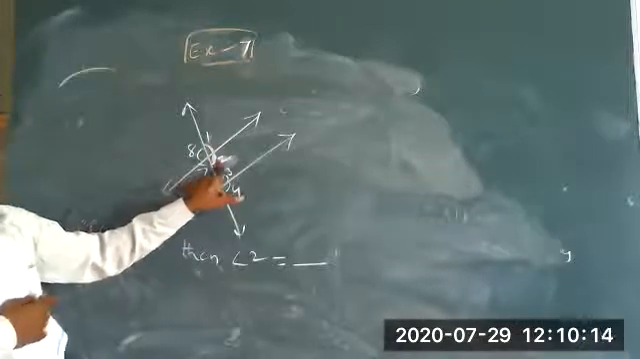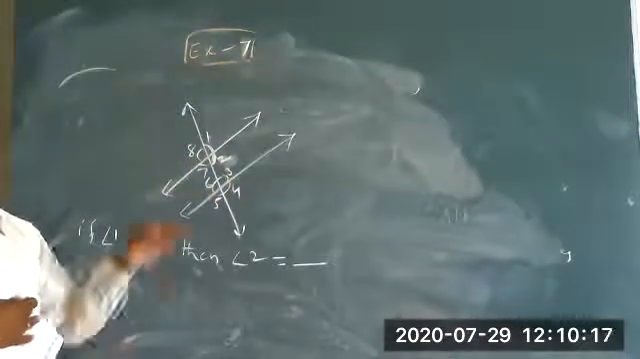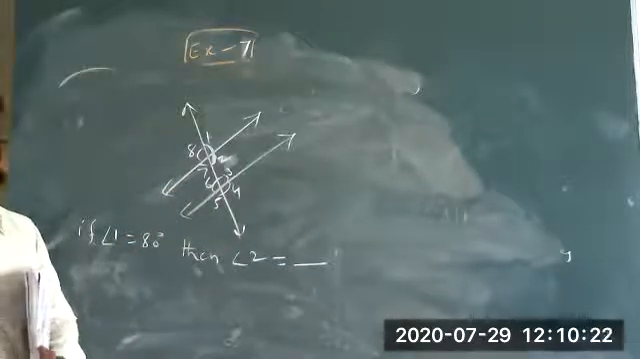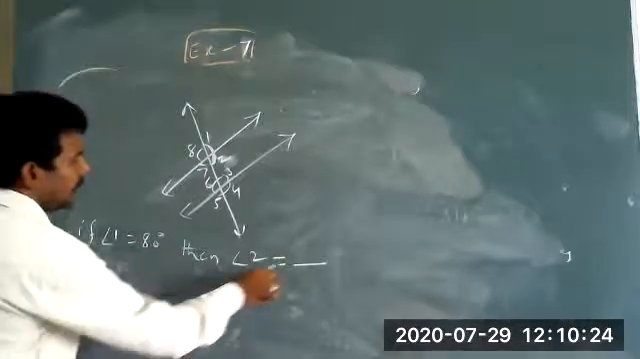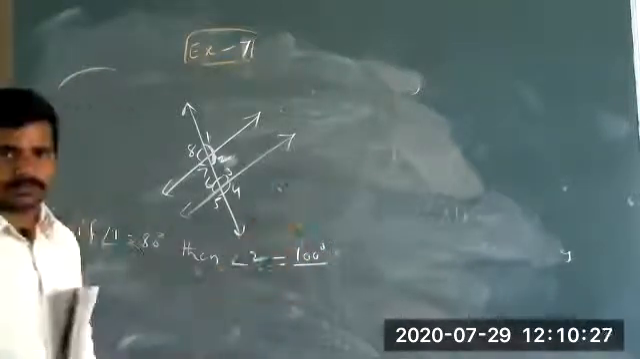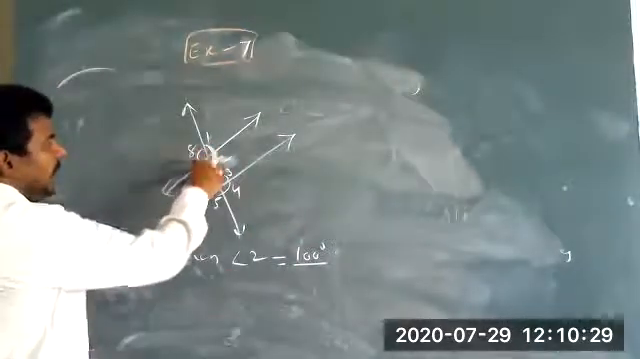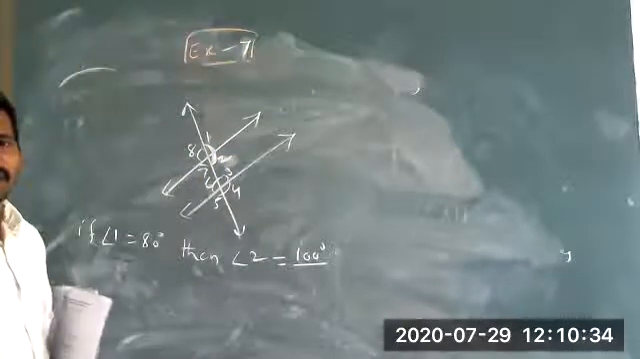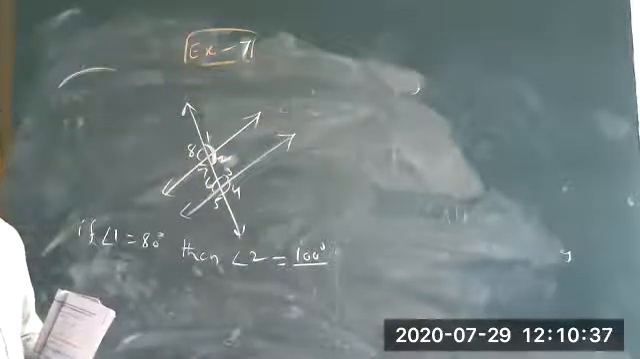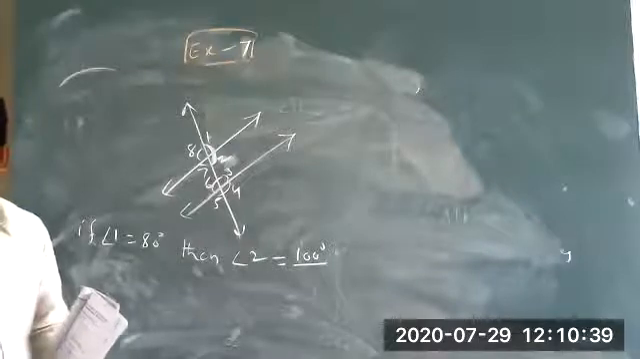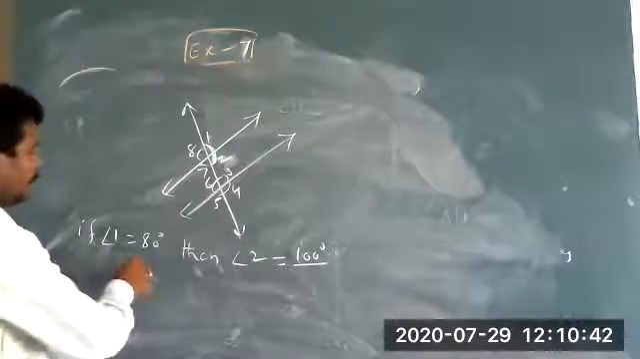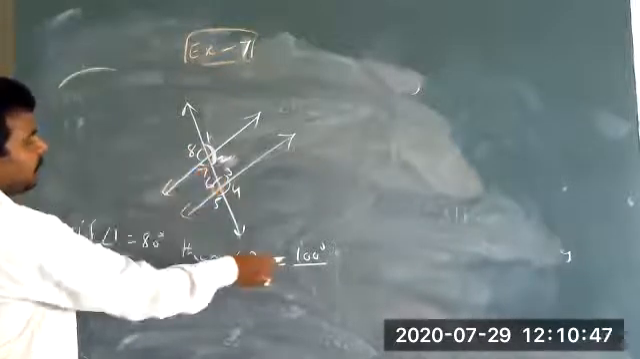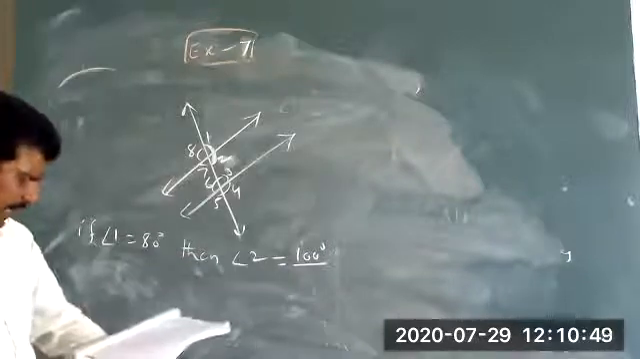So angle 1 is equal to 80 degrees. What about angle 2? Angle 2 is equal to 180 minus 80. 180 minus 80, how much, children? 100. Why? Because these two angles are a linear pair. The sum of two adjacent angles that is supplementary, a straight angle or 180 degrees, is called a linear pair. So 180 minus 80, we get 100. Angle 3 is equal to 100.